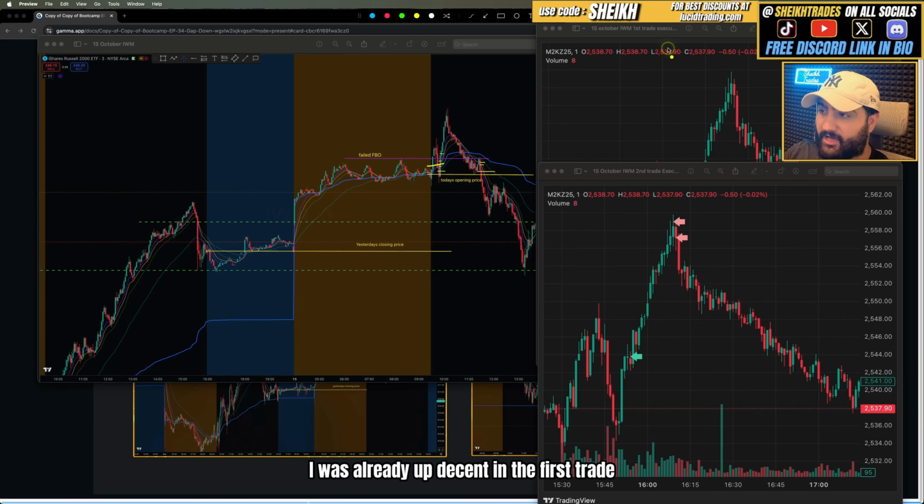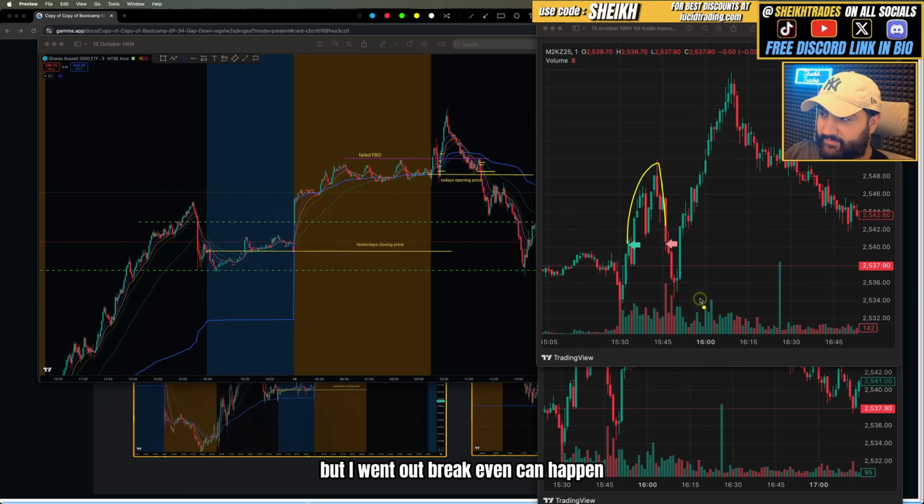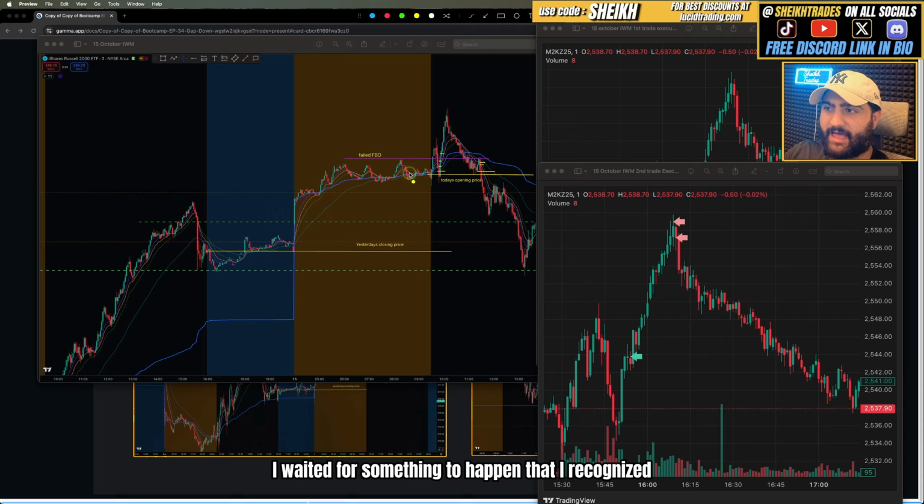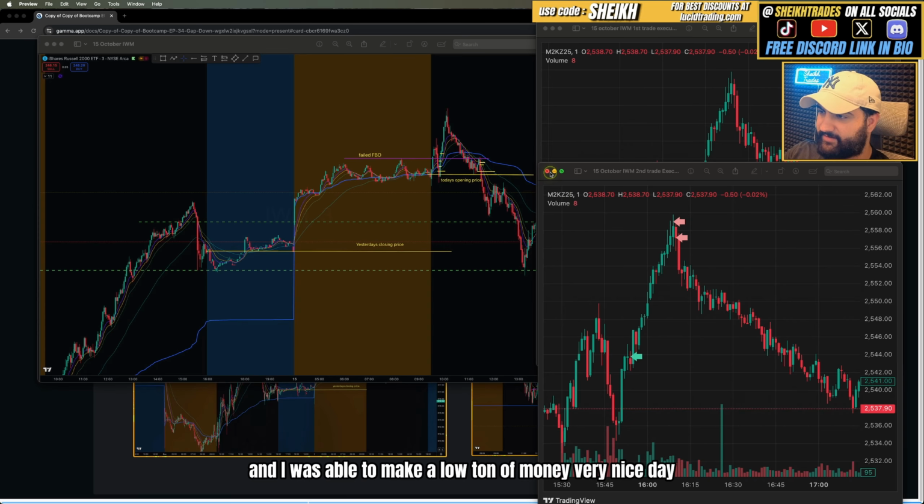I was already up decent in the first trade, but I went out break even. Can happen. And then I didn't start chasing it. I waited for something to happen that I recognize that falls under my playbook. And you could see we go down, we reclaim VWAP up, which could have been a nice entry, but I just took my entry as it broke pre-market highs and I was able to make a ton of money. Very nice day.